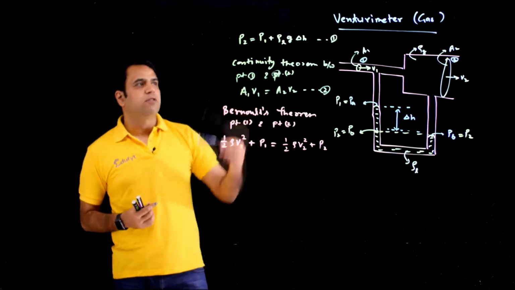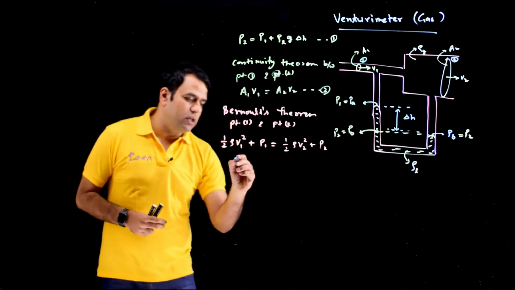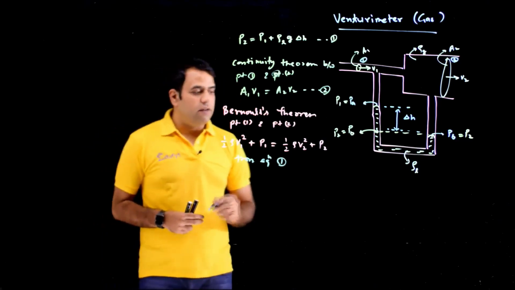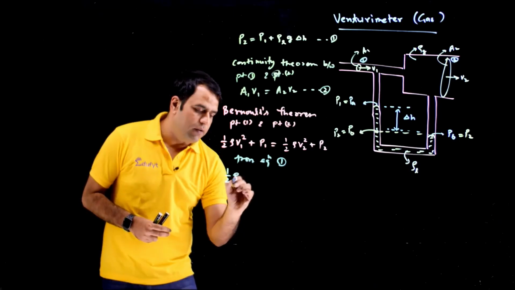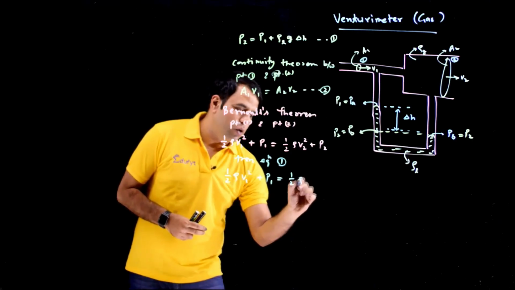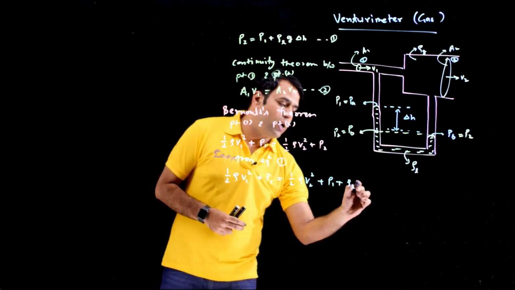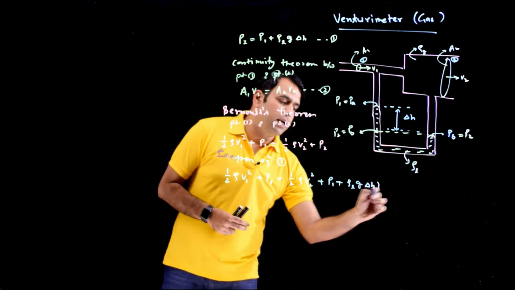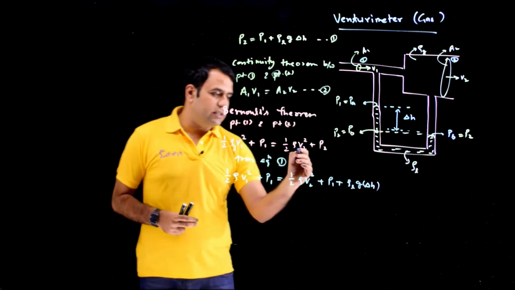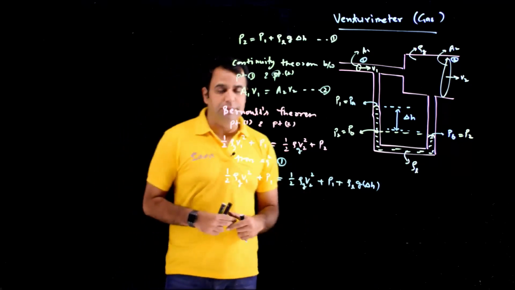Now this P2 is equal to P1 plus rho L g delta H. So we can replace the value of P2 from equation 1. So if we put the value from equation 1, it will be half rho V1 square plus P1 is equal to half rho V2 square plus P1 plus rho L g delta H. And you see, when I am taking rho here, it's for the gas, rho g. It is for the gas, and this is also for the gas, and this is for the liquid.